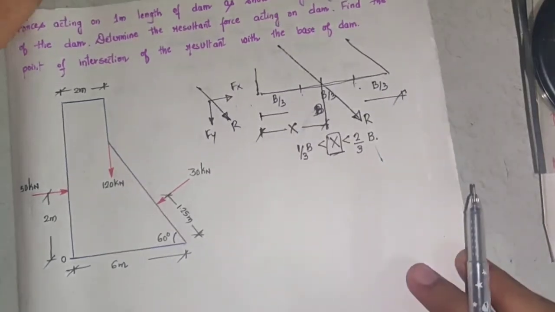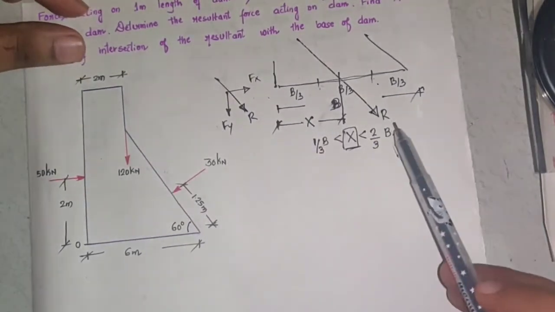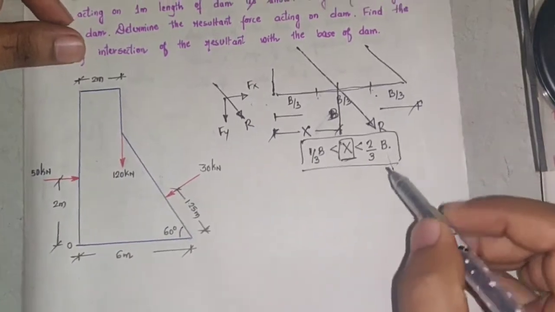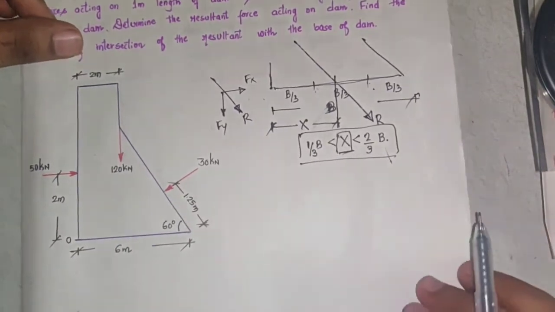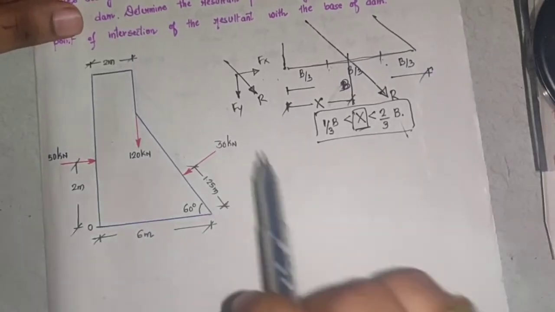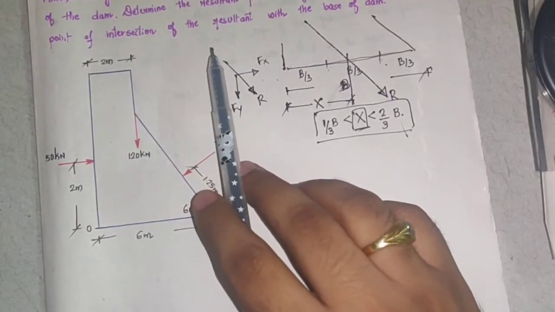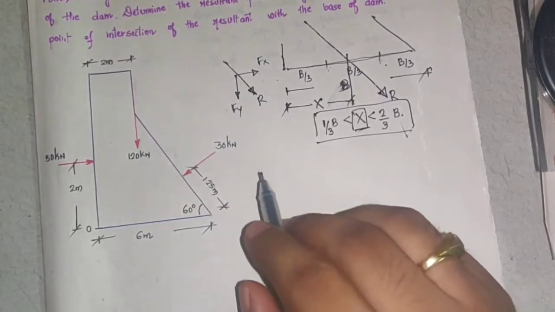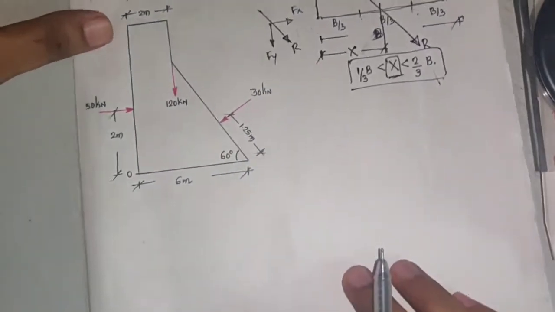Hope you have understood the explanation. So this is the condition to determine whether the dam is safe or unsafe. Now making use of this, in this problem we need to know whether the dam is safe or unsafe. Now how will we find that?